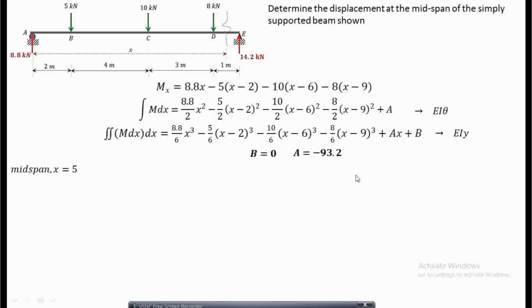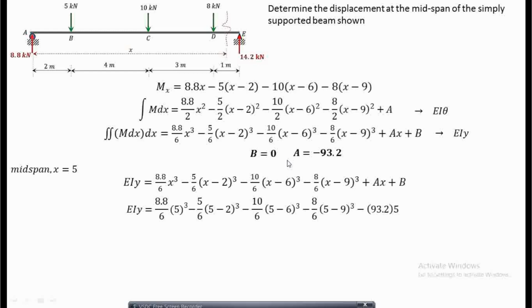Diba? The whole length of that beam is equal to 2, 4, 6, 8, 10. The midspan is located 5 meters from my point A. So, I'm going to substitute x dun sa my EIY equation. So, lahat ng x dito, papalitan ko ng 5. At since may value na ako ng B at saka A, direct substitution lang tayo.